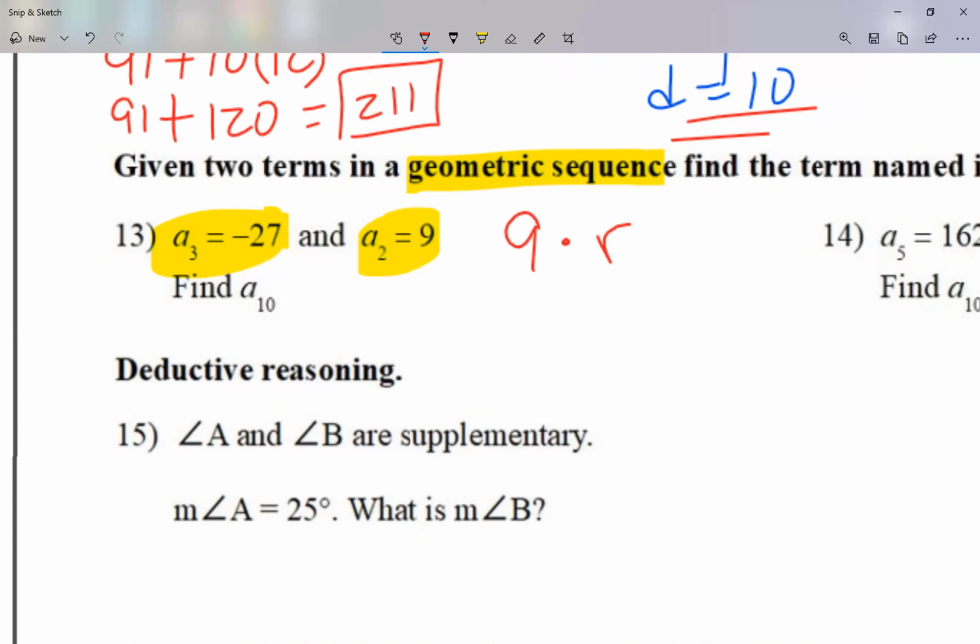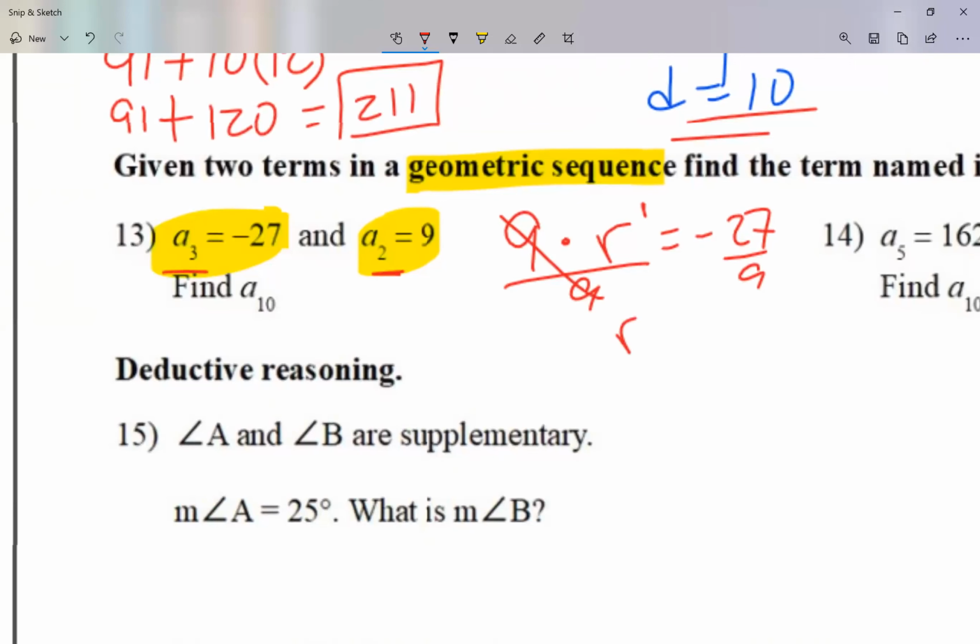Okay. If I have the second number, how many times do I have to multiply it to get to the third number? Well, only once. Right, from 2 to 3 is only 1. I really subtracted those two values. Okay, so 9 times r to the 1 is equal to negative 27. See how I use the second number and the third number? Okay. Let me divide by 9.